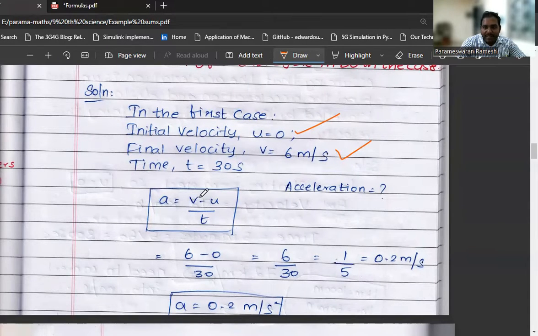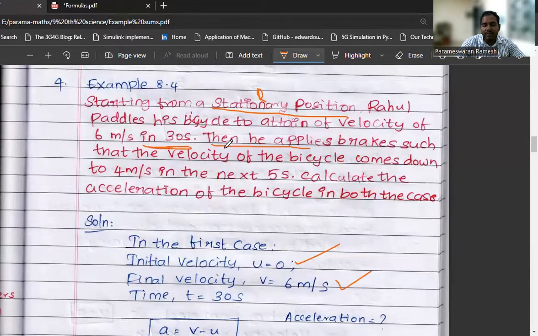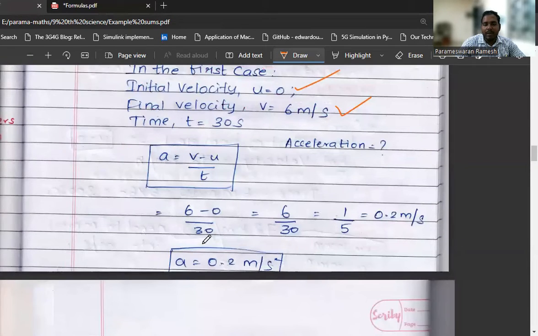So v is final velocity, which is given as 6 meter per second. u is 0 because it is a rest position. So 6 minus 0. The time is given as 30 seconds. Please see it, 30 seconds. So 6 minus 0 by 30. So it is 6 by 30. If we cancel it by 6, we are getting 1 by 5, which can be written as 0.2 meter per second.